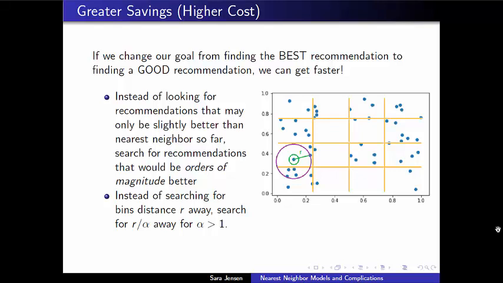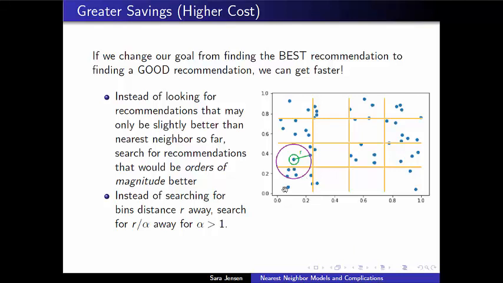Last but not least comes our change from trying to find the exact nearest neighbor to just finding a good nearest neighbor. If we switch from finding the best recommendation to just finding a good enough recommendation, we can make our algorithm even faster.